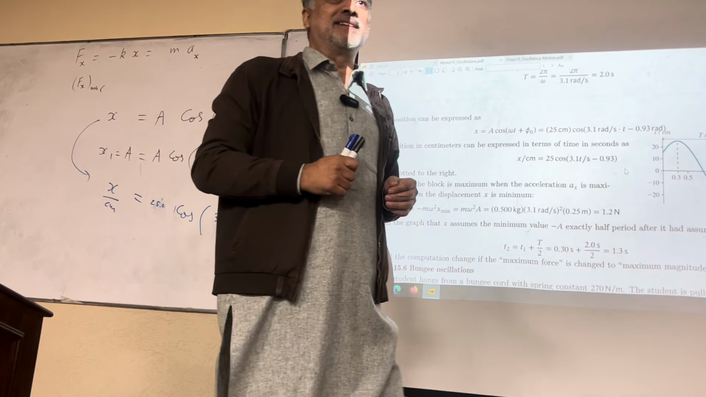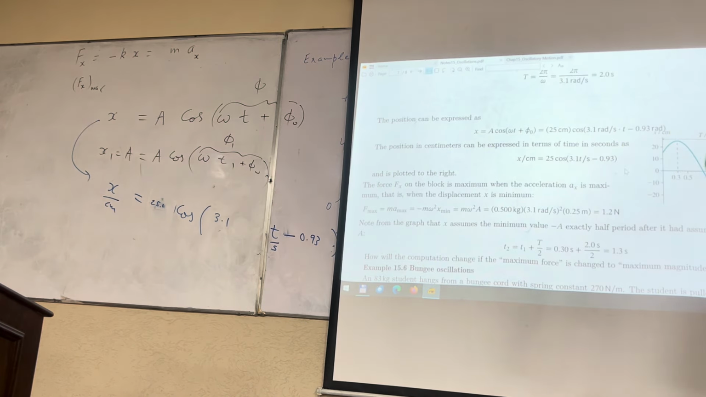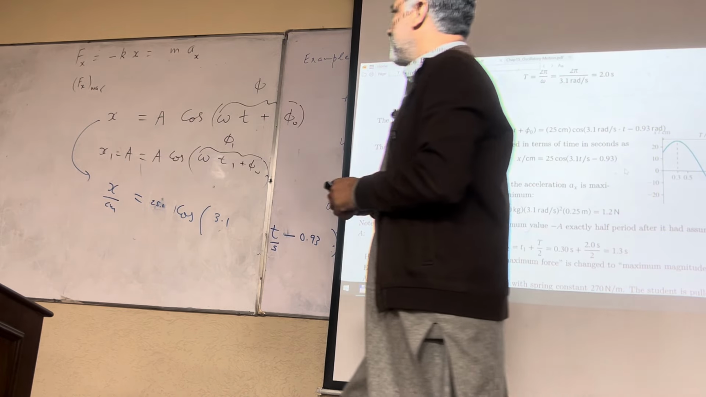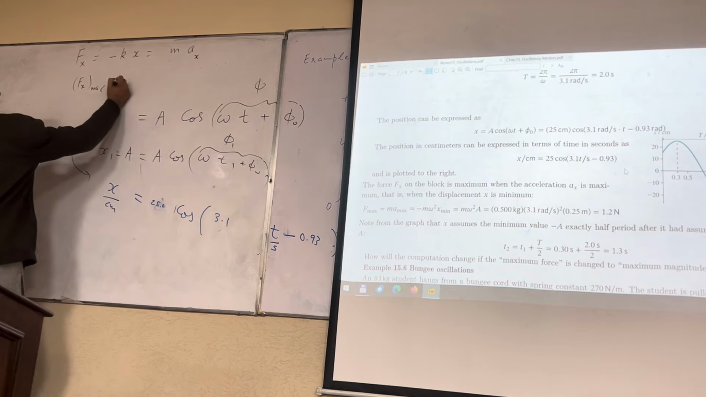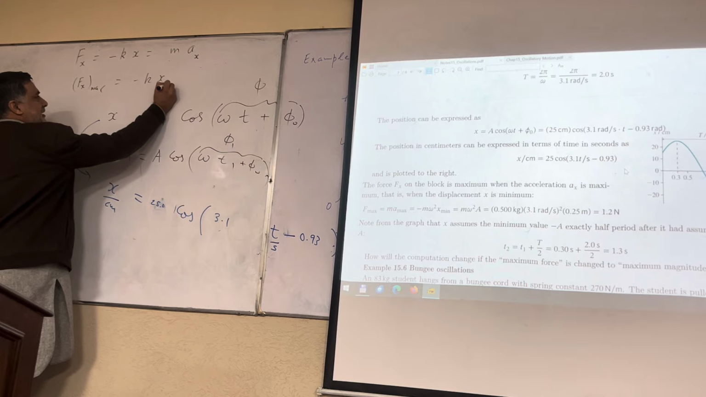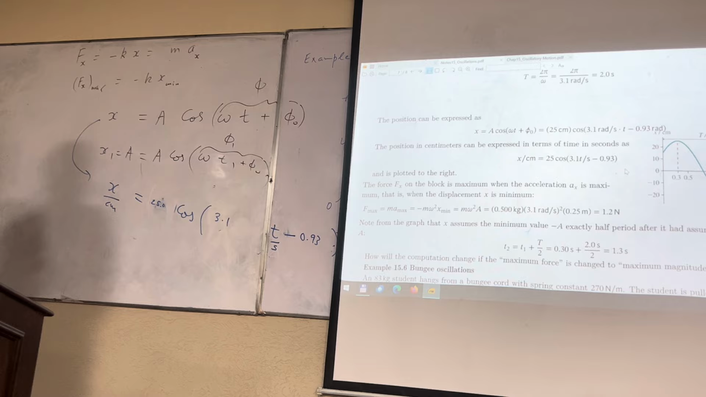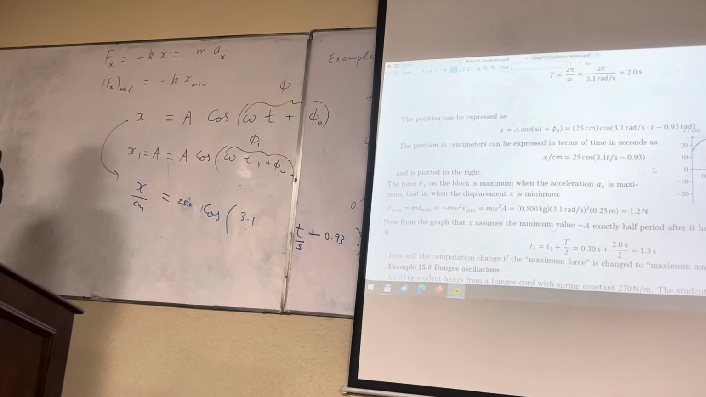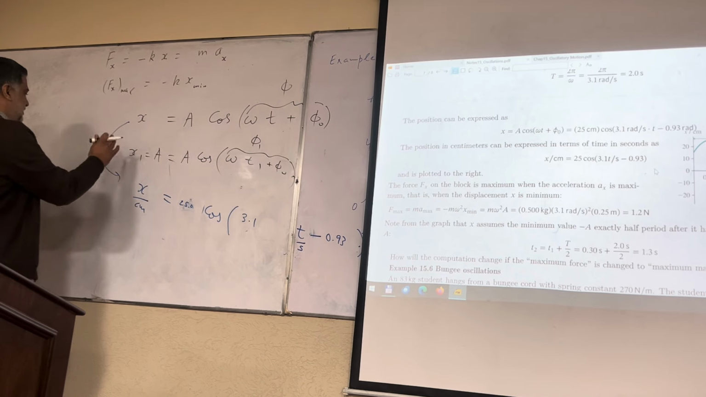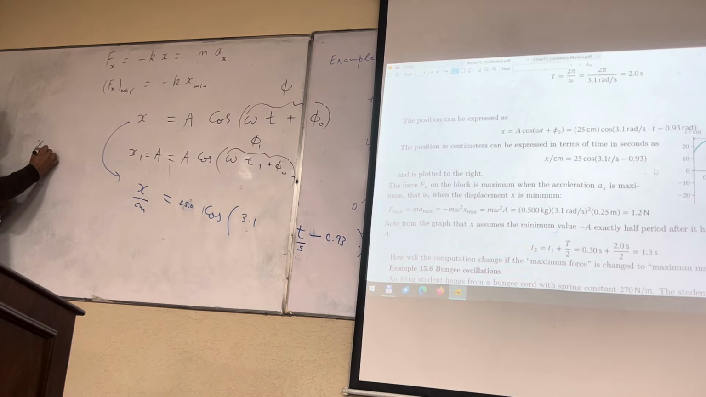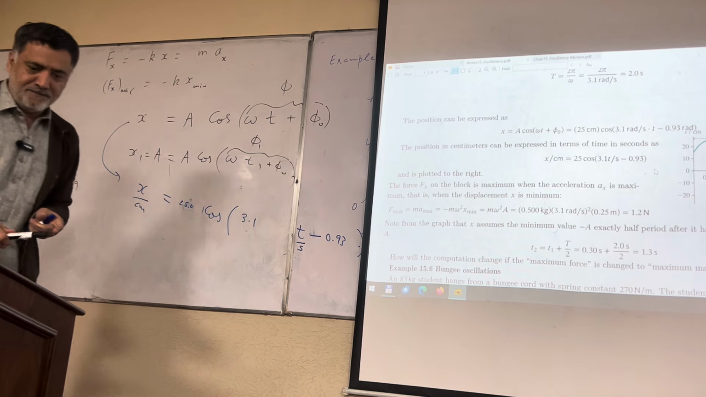If you make x maximum too, then minus x maximum would go to the other end. So minimum. So F max equals minus k x min, because the minus also has to be taken care of. So what is the minimum value, x min? What is x min? Tell me. X max is a. You know that, yeah?